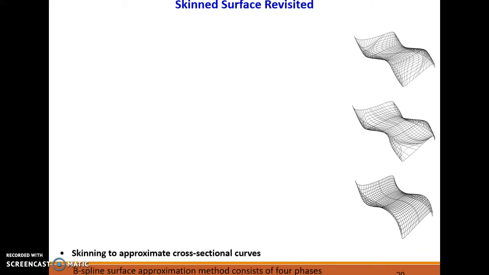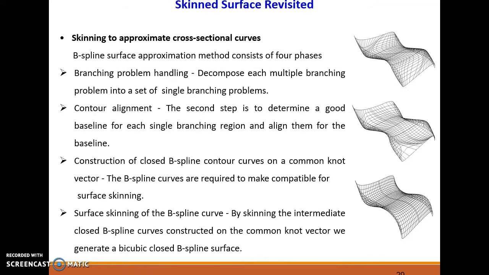Next, let's see what is skinning to approximate cross-sectional curves. We have a method here called the B-spline surface approximation method, and it consists of four phases: branching problem handling, contour alignment, and construction of closed B-spline contour curves on a common knot vector, and surface skinning of the B-spline curves. So the first one is branching problem handling.